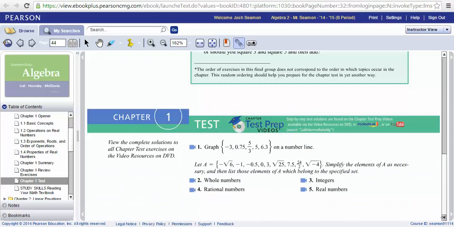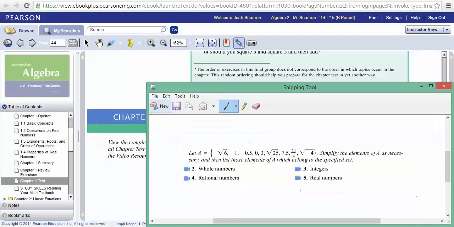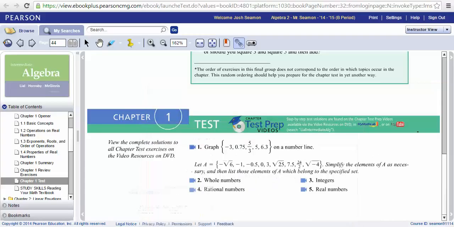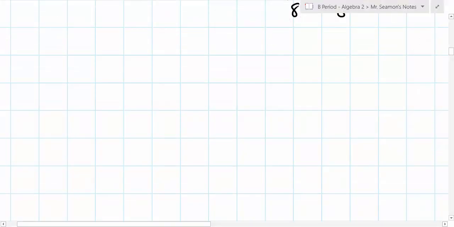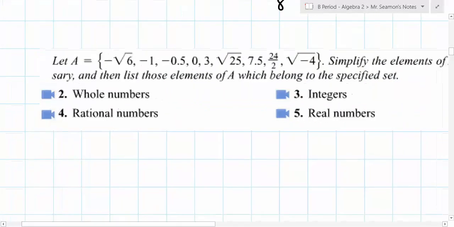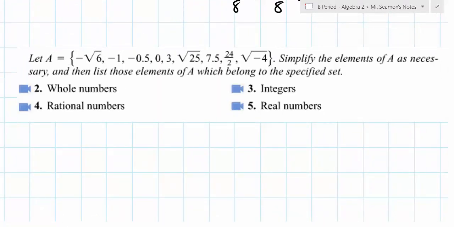Chapter 1 test. Any questions from here? From 2 through 5? It says, list the elements. So I asked you a question like this, right? You have to decide which sets they belong to. And can something belong to more than one set? Yes, they can. Remember those sets go inside each other? So this one right here, what did I ask you to do first? Does that question look familiar? It's pretty much identical. I just picked a different set.